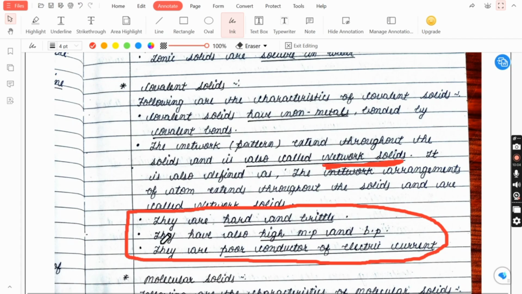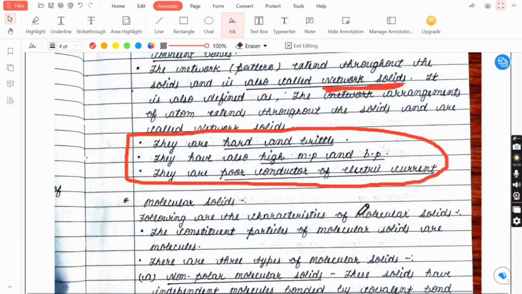So for the covalent solid, you will rarely be asked for the definition of a covalent solid, but you might be asked about the properties of covalent solids. So you must keep in mind these basic properties. They are hard and brittle. They have high melting and boiling points, and they are poor conductors of electric current.